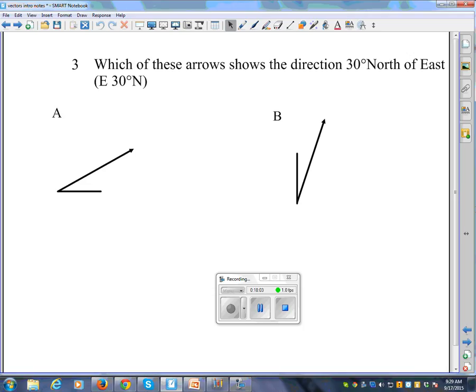So which of these arrows shows the direction 30 degrees north of east, or east 30 north? Is it A or is it B?